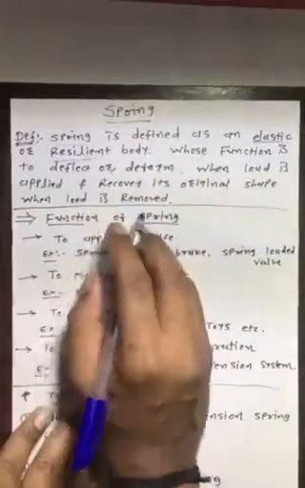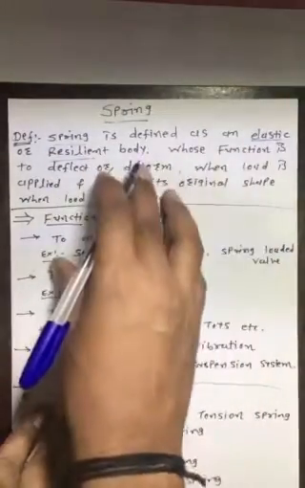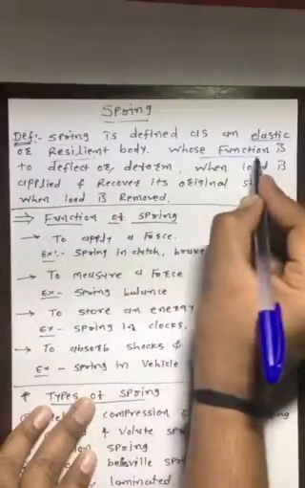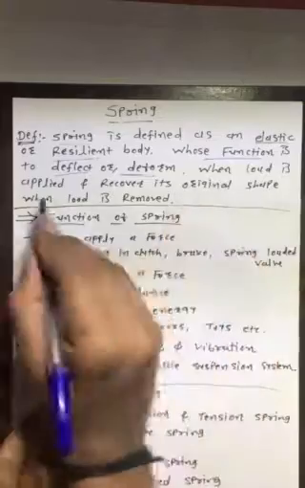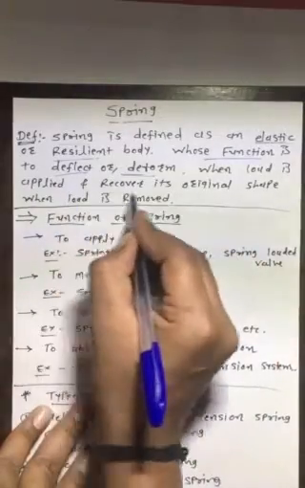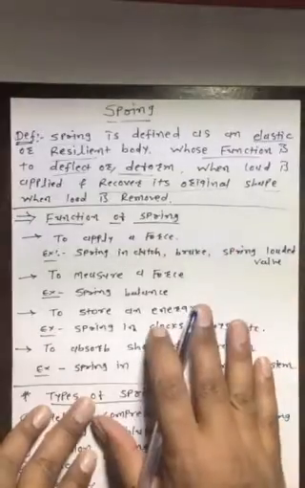It is the property of the material. Spring is defined as the elastic or resilient body whose function is to deflect or deform when the load is applied and recover its original shape when the load is removed.